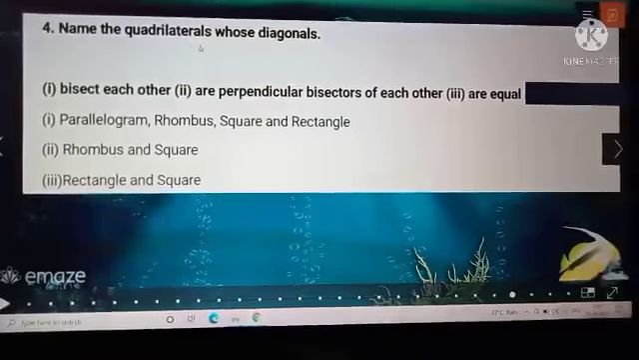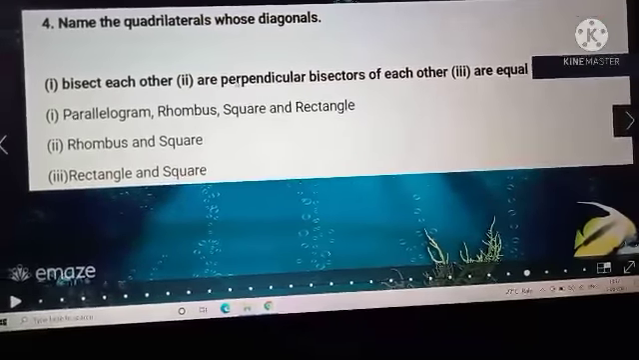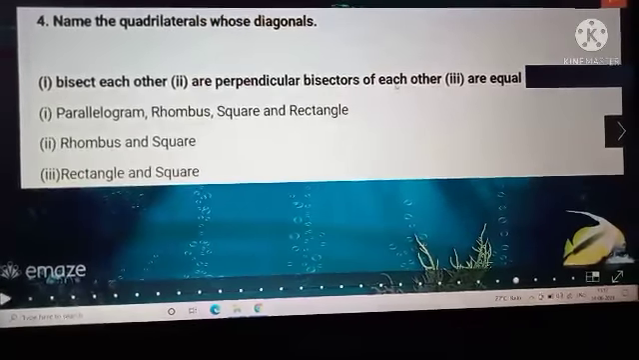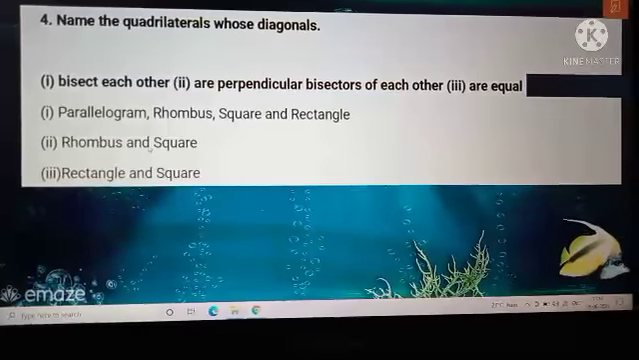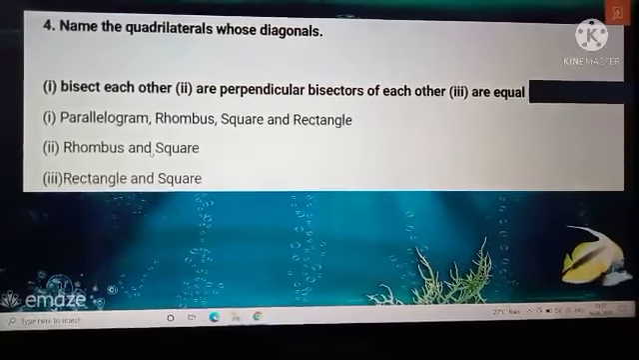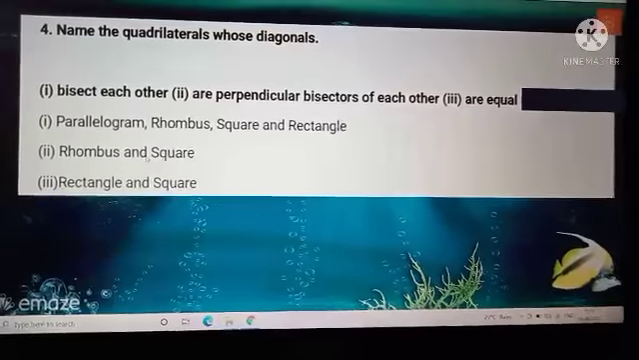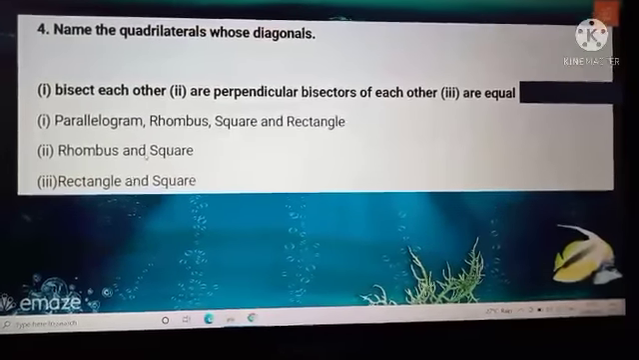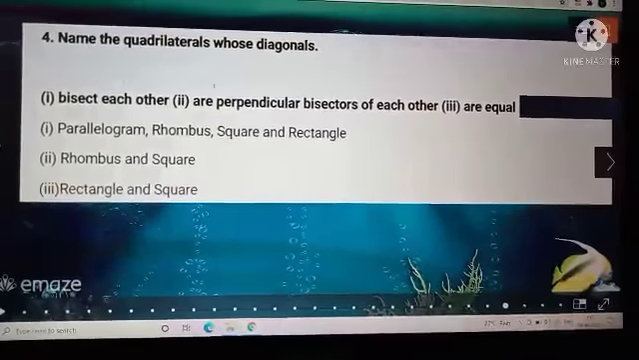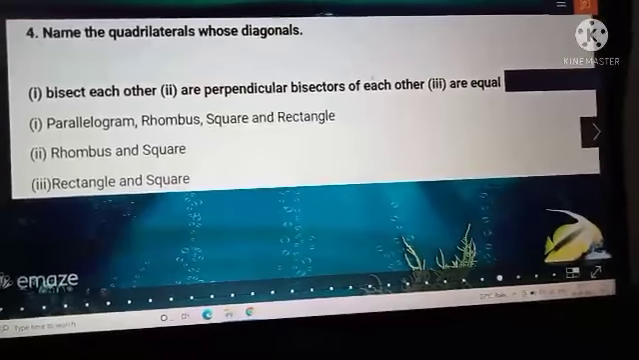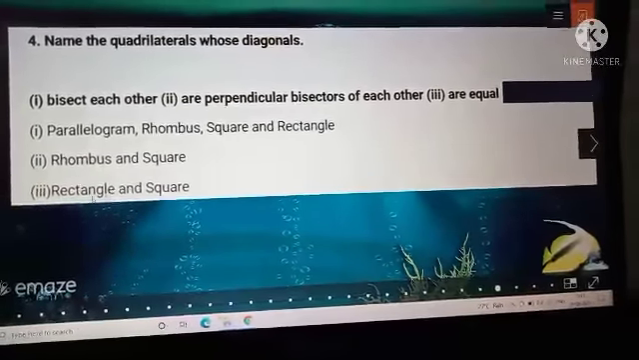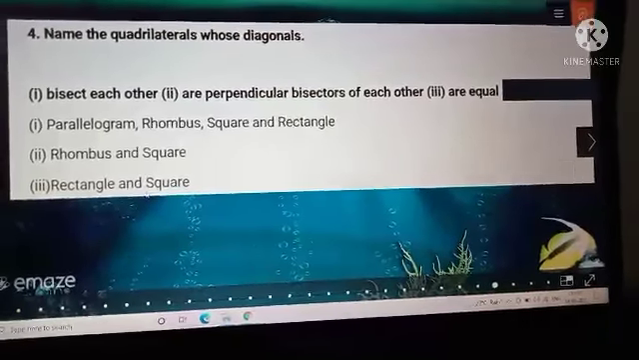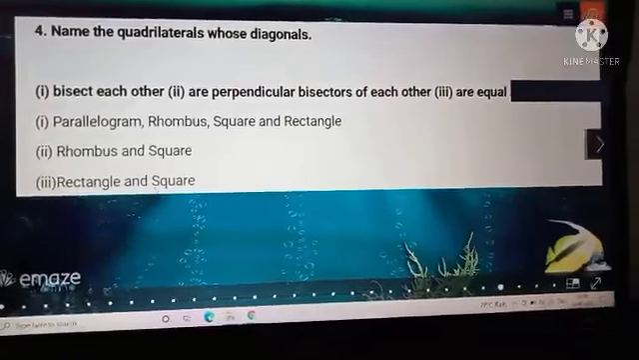And name the quadrilaterals whose diagonals are perpendicular bisectors of each other. They are rhombus and square. Those diagonals are perpendicular bisectors of each other. Not simply bisecting, they are perpendicular bisectors. And name the quadrilaterals whose diagonals are equal. It is rectangle and square. For rectangle and square, their diagonals are equal.